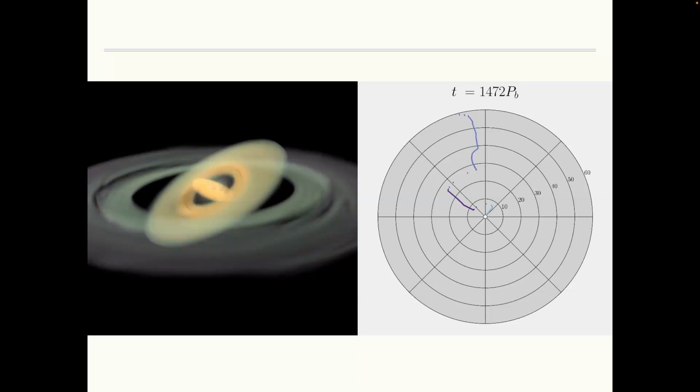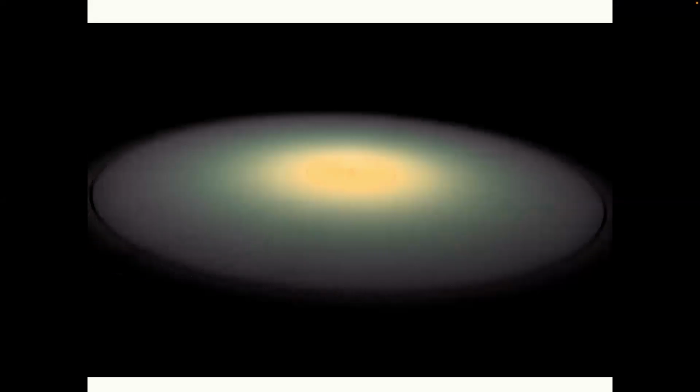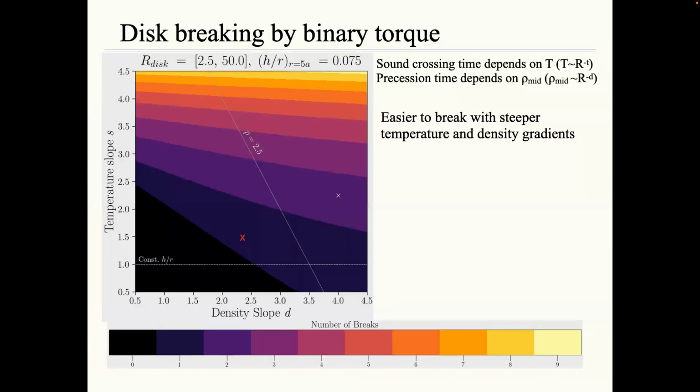As long as the binary is not aligned with the disk, it will start to torque the disk. And for this particular setup, we need to use a relatively fast density and temperature slope. Density needs to change like R to the -4, while temperature changes like R to the -3. Probably it's not realistic in a protoplanetary disk, where the temperature might change only like a constant times R. So that simulation has a particular design to show this multiple break, but it may not happen in a real protoplanetary disk, though it could happen in other disks.